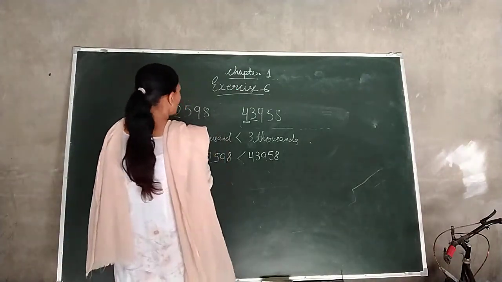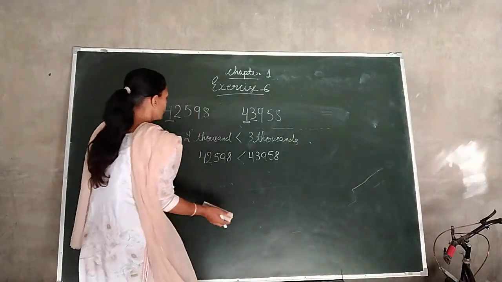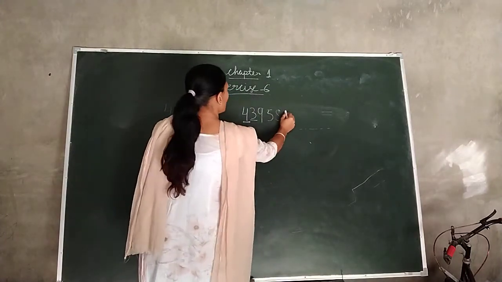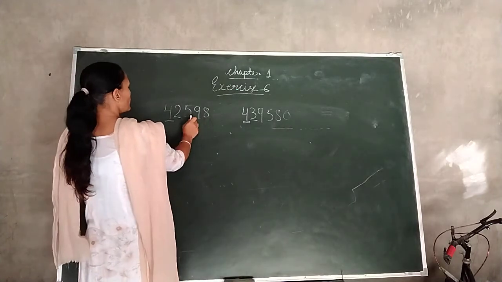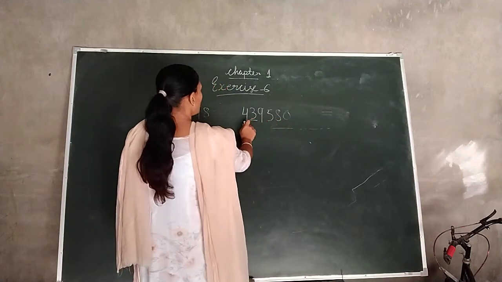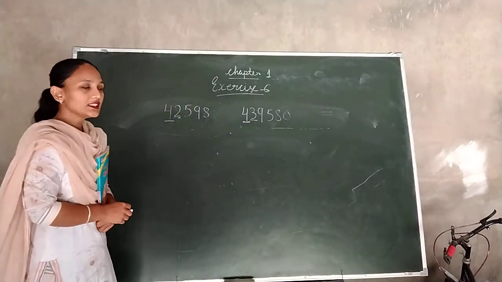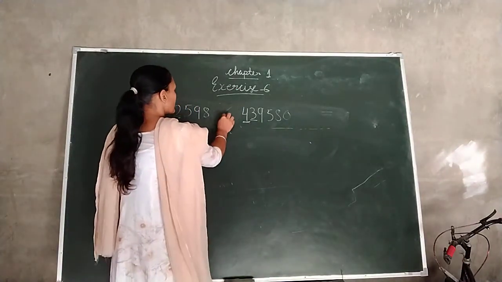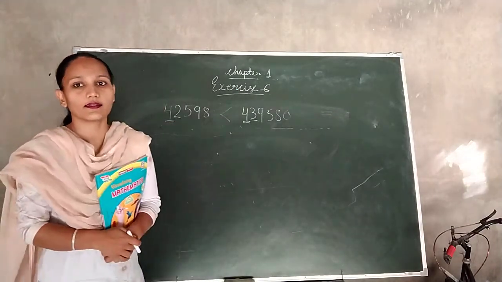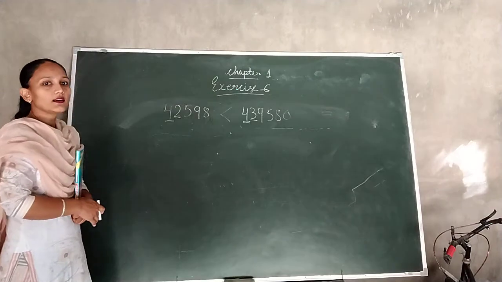And if one number has more digits, like here we have a number with 1, 2, 3, 4, 5 digits and another with 1, 2, 3, 4, 5, 6 digits, what it means is this number has more digits. The number which has more digits is greater than the other number. And if the digits are the same, then we will compare the digits in different places.